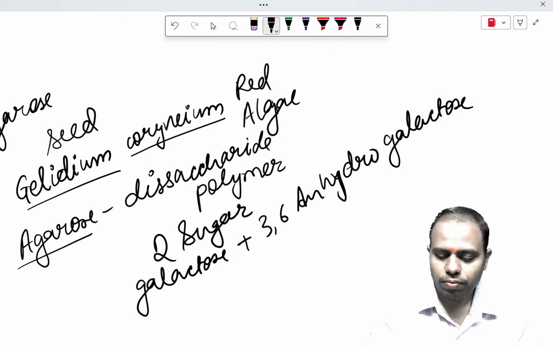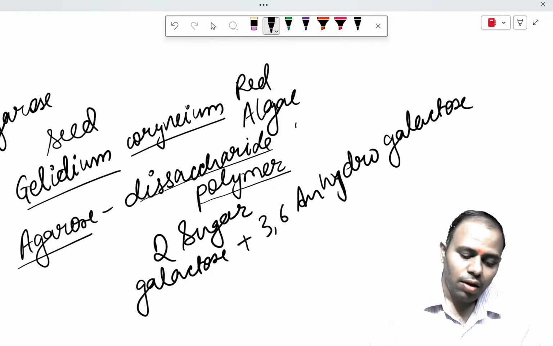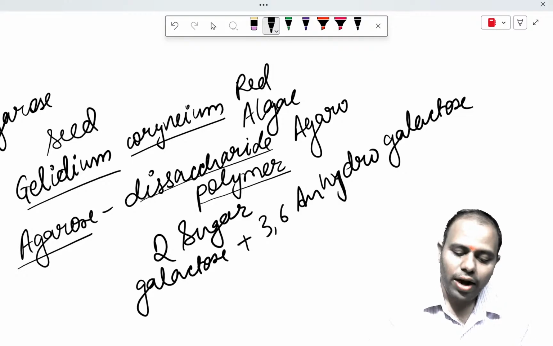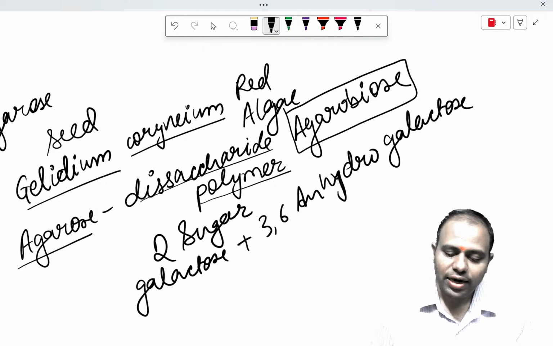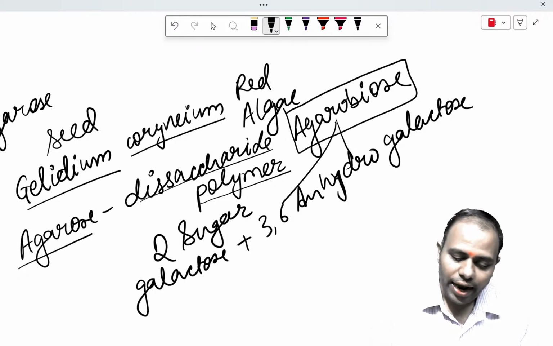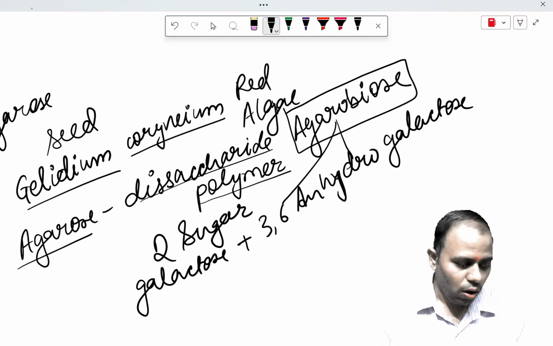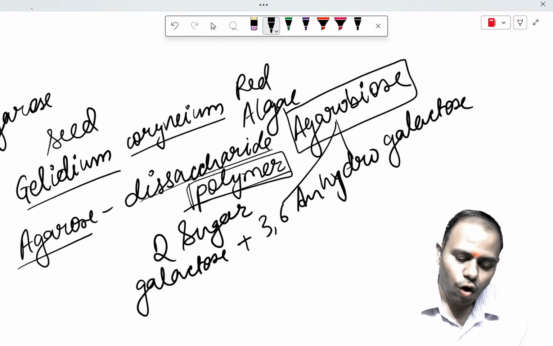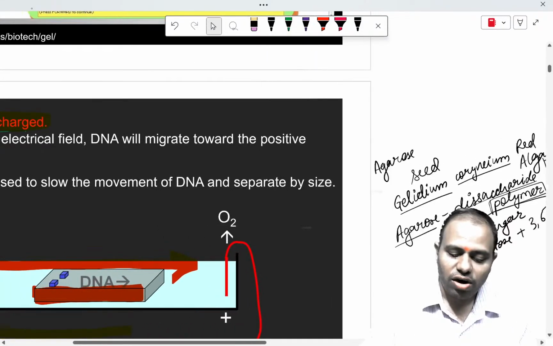Okay, so what is agarose? Agarose is a polymeric disaccharide called agarobiose. Agarobiose is a disaccharide made up of galactose plus 3,6 anhydrogalactose. Now this agarobiose is repeated again and again to form a polymer of agarose. Remember, agarose is generally a bit expensive since it is isolated from a sea algae.